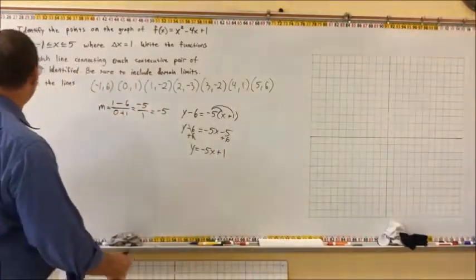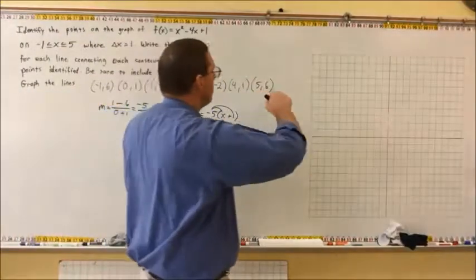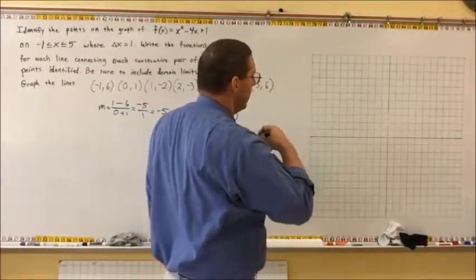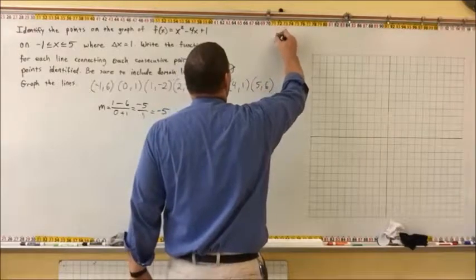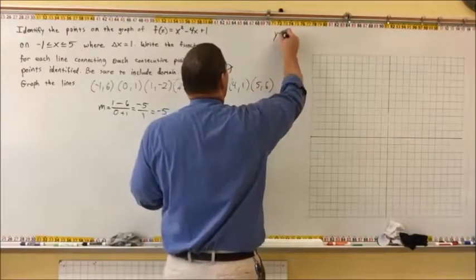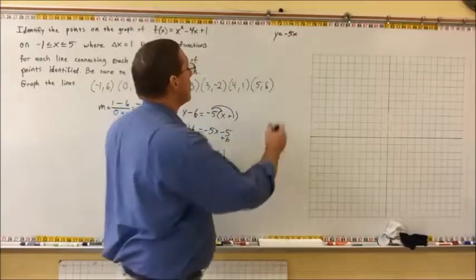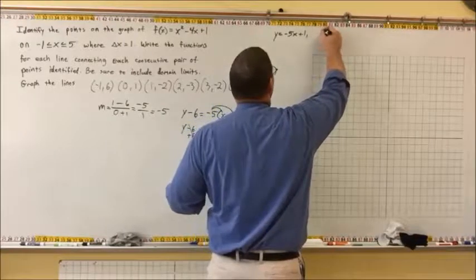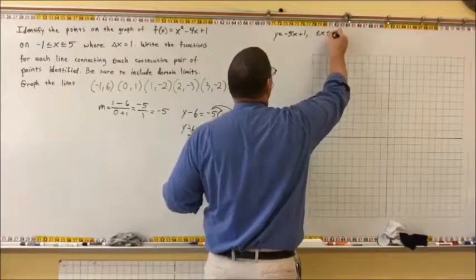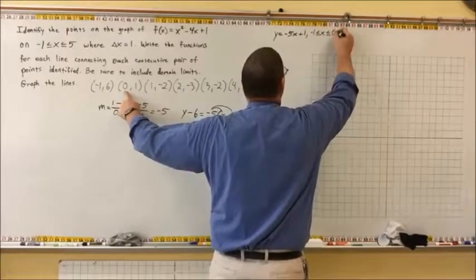So that's our first one. We'll write it over here because we're going to graph them in a few minutes. So let's start up here. We'll have y equals negative 5x plus 1. And then we have to put a comma, and we have to say that x is between negative 1 and 0. Negative 1 and 0.